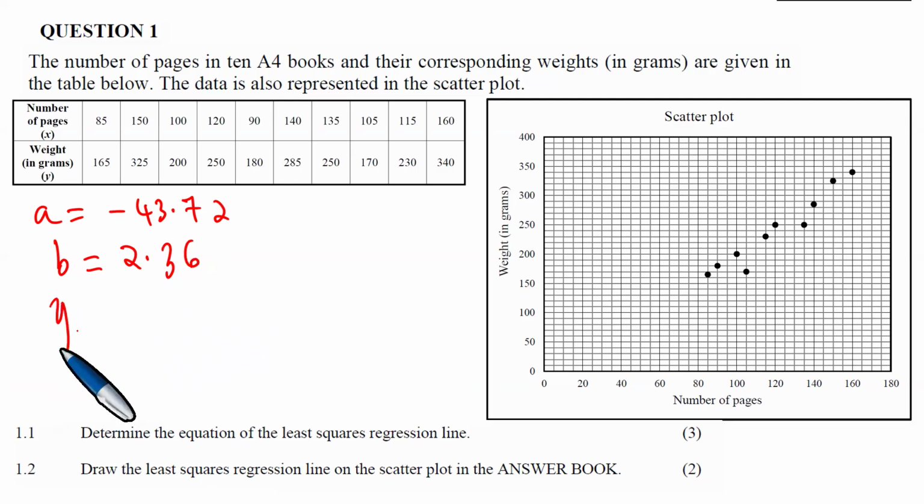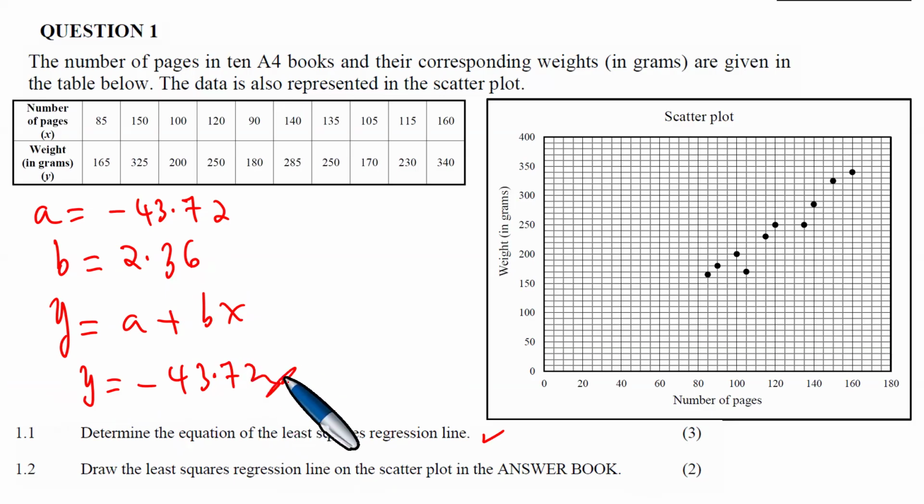Which means, therefore, the least squares regression line for the 3 marks is always written as A plus BX: minus 43.72 plus 2.36x. So this is the answer.